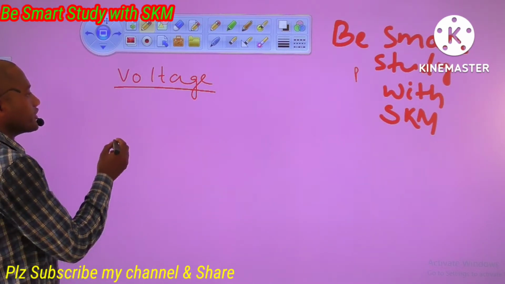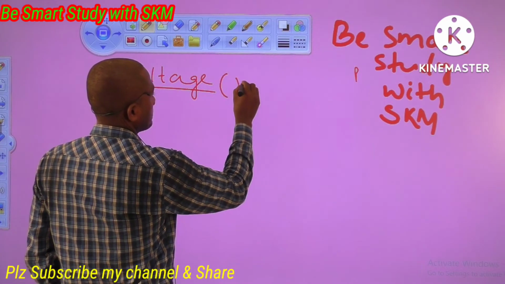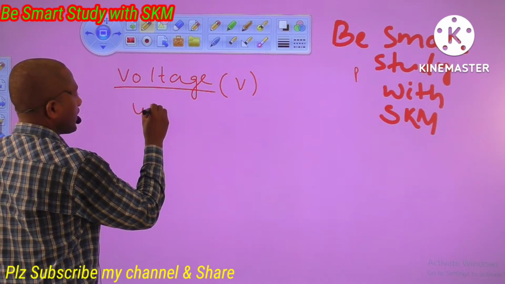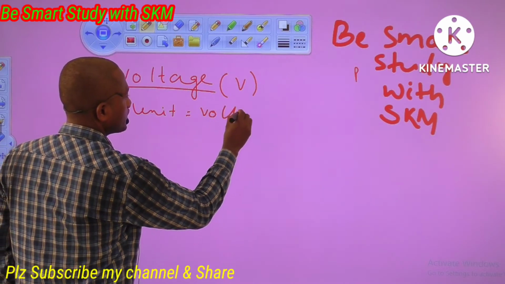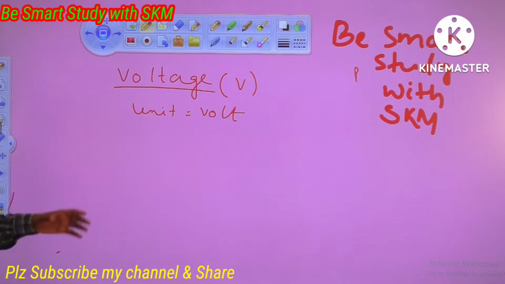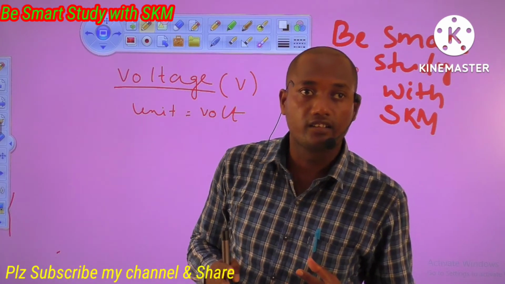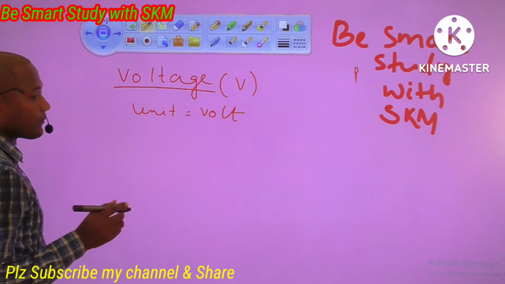Clear? So it is denoted as V, and its unit is volt. So let us consider practically what is voltage. Clear? What is voltage? So let's take one example here.